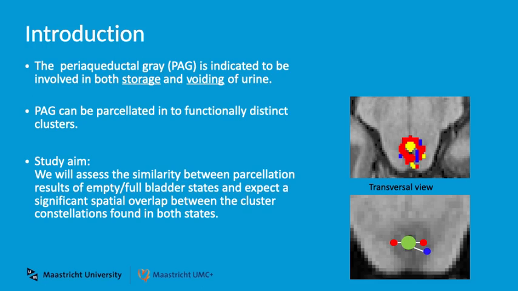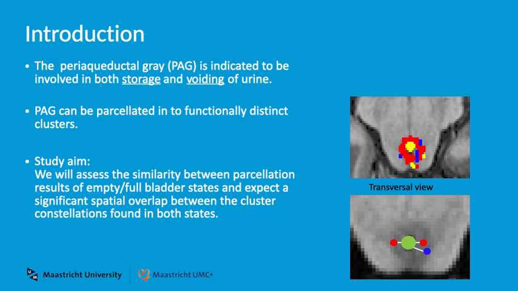We have previously shown that the PAG can reliably be parcellated into functionally distinct clusters, shown in the figure on the right. We have furthermore confirmed that these parcellations show some characteristics that correspond to what would be expected based on neuroanatomical studies, meaning that these clusters are organized in a lateralized fashion, which is shown in the bottom figure.